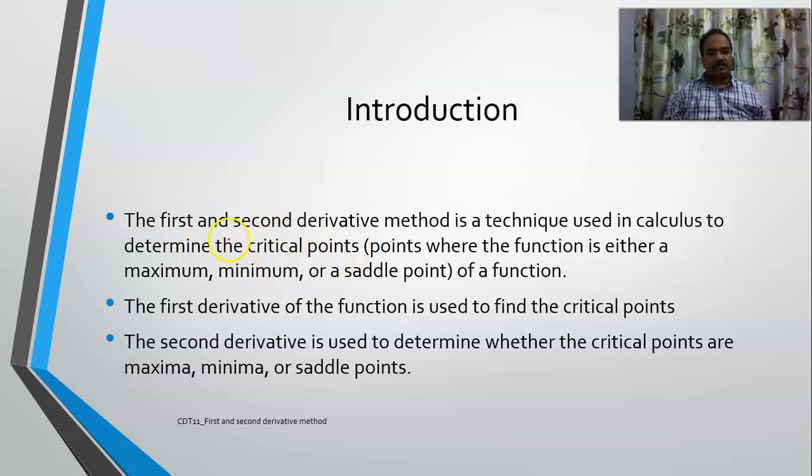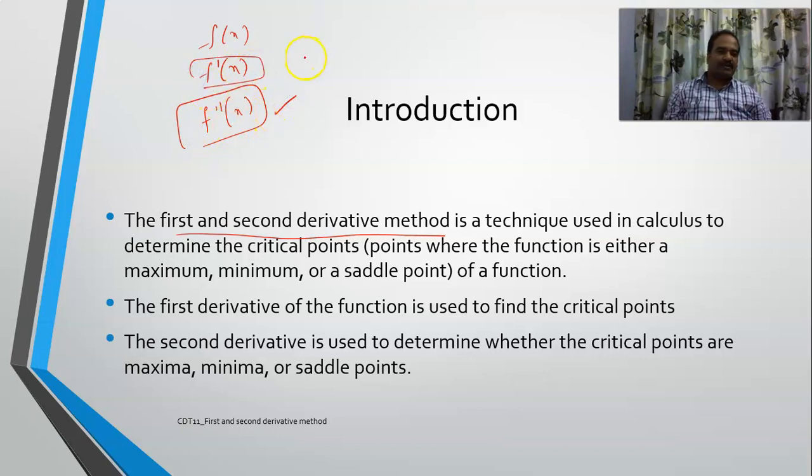So coming to the introduction, the first and second derivative method is a technique which is used to determine the maximum of a particular function. As you might have already seen in calculus, if f of x is a function, then f dash of x gives the maxima or minima of the function. Whether it is a maxima or minima is determined using the double derivative. If it is positive, then the function has a minimum. If it is negative, then the function has a maximum. This you might have used in your engineering mathematics 3.